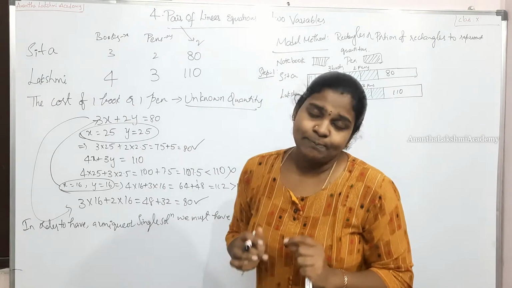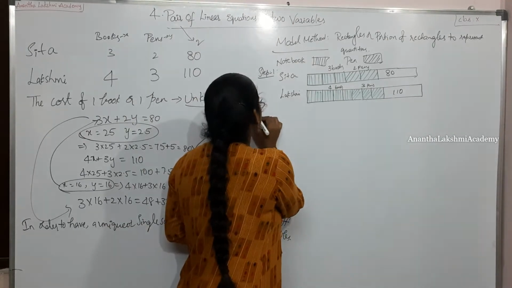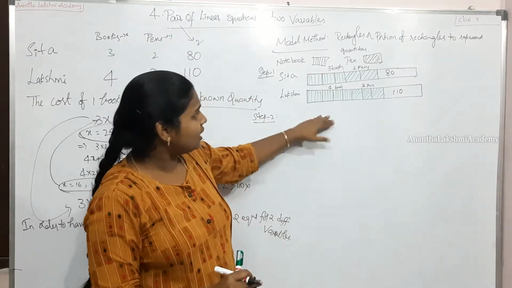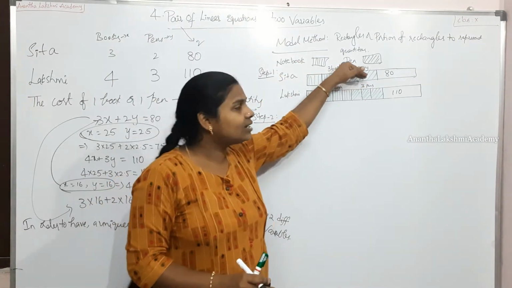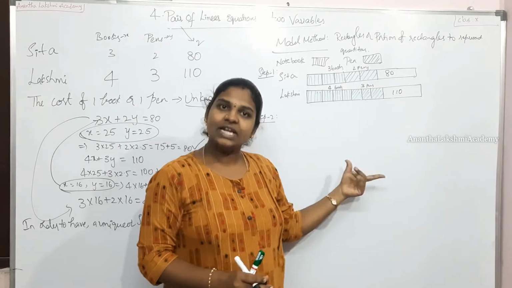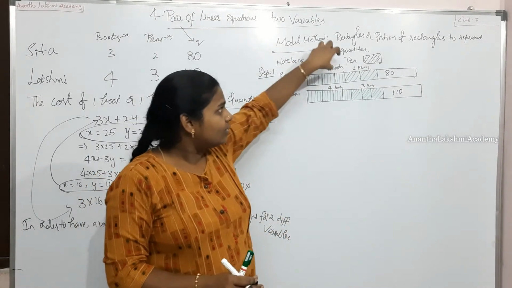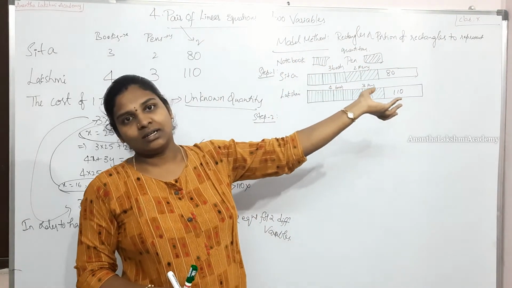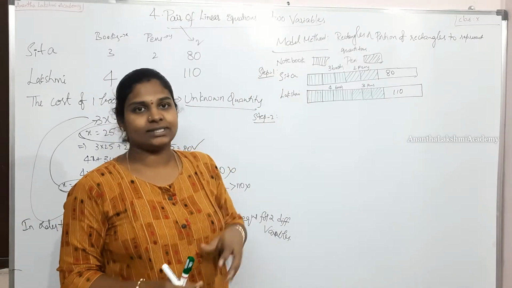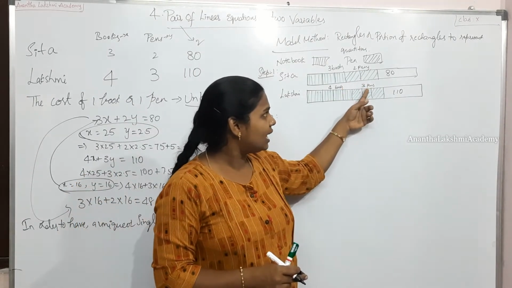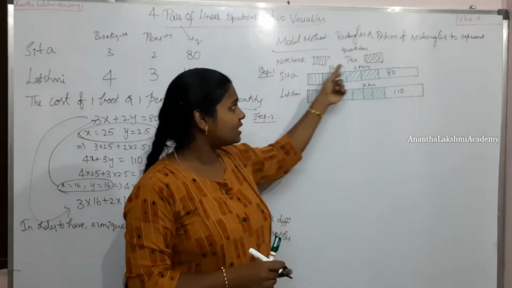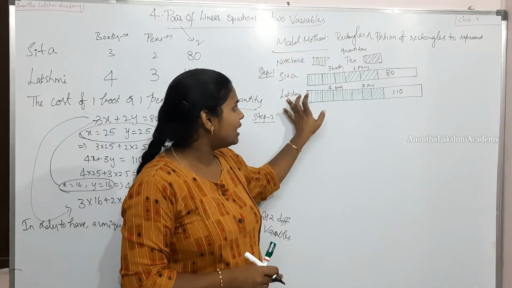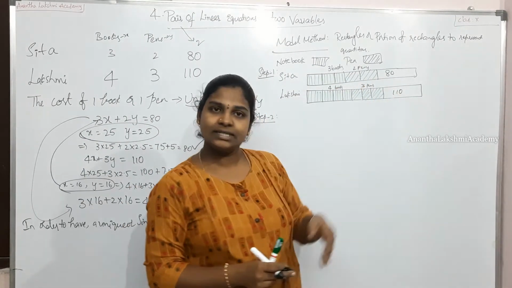Now, step 2 in the model method is to multiply each of these quantities such that either the notebooks or the pens become equal in both cases. Multiply Sita's quantities or Lakshmi's quantities in such a way that either the books or the pens become equal. We have 2 pens here and 3 pens here. So I am going to multiply Sita's books and pens with 3, so that 3 2s are 6 pens, and Lakshmi's with 2, so that 2 3s are 6 pens.